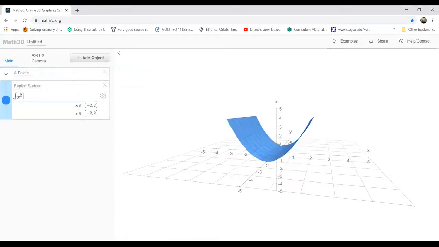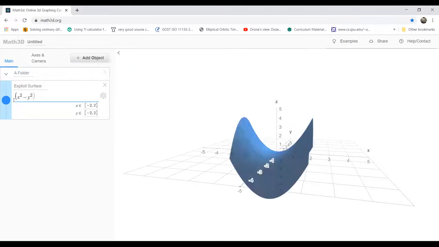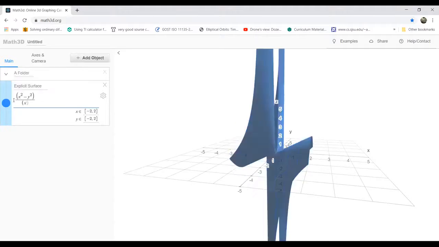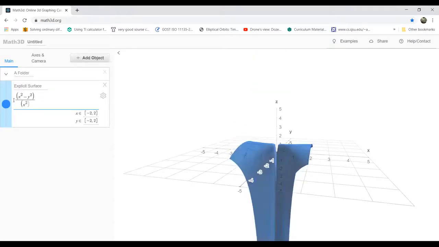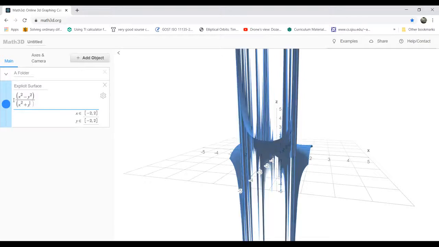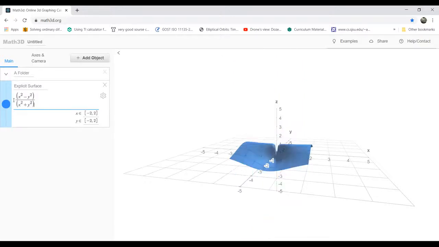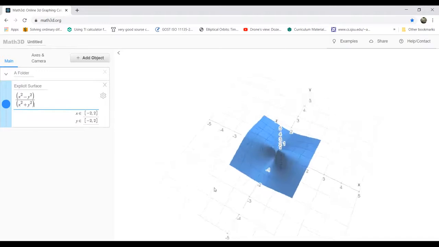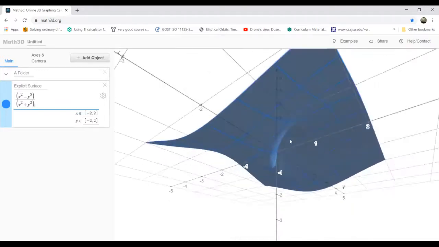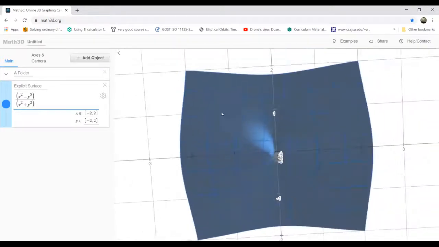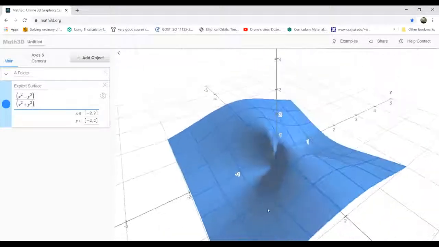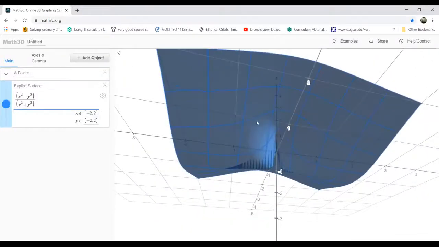surface. So x squared minus y squared divided by x squared plus y squared. So this is the surface that we have. The function is continuous everywhere except for the origin.